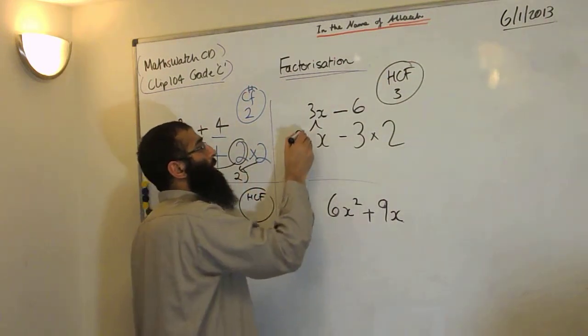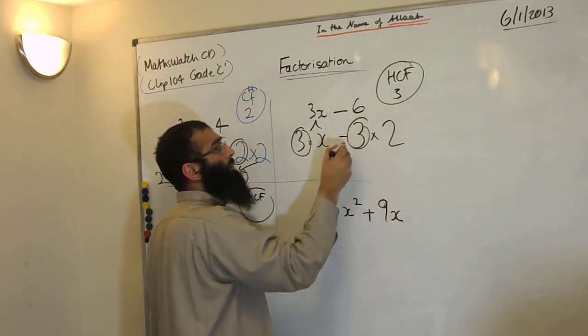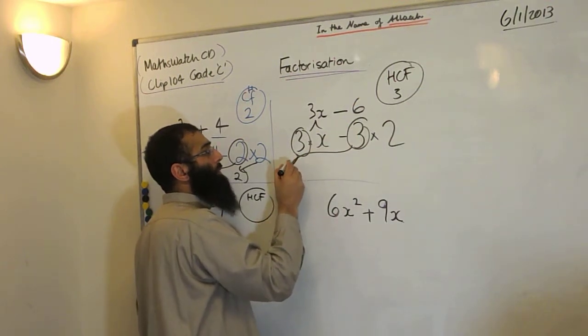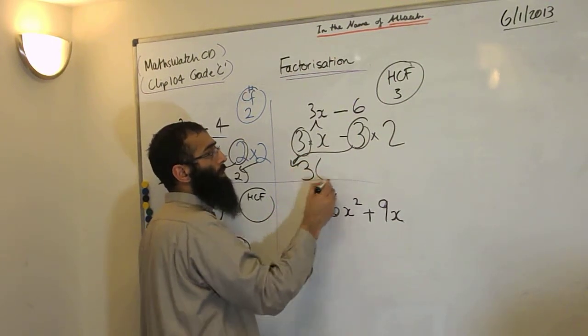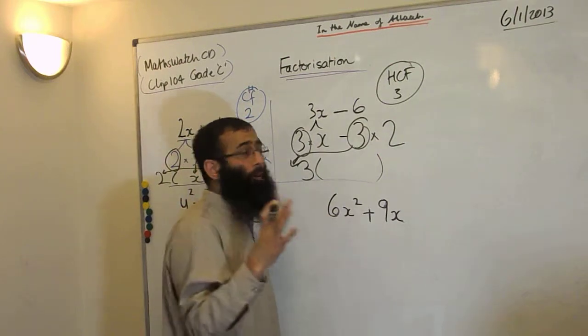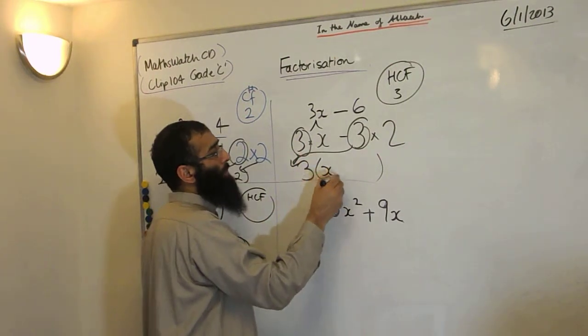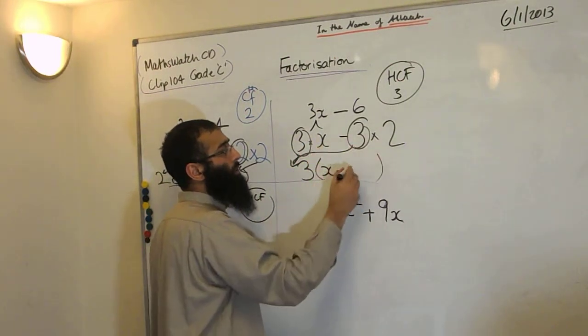Now let's get the 3, circle it, pull it out. Now what do we do? We copy down everything that's left behind. So we have an x left behind, copy down, a minus, copy down, 2, copy down, done.